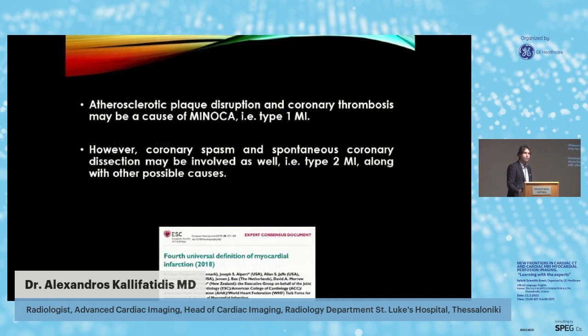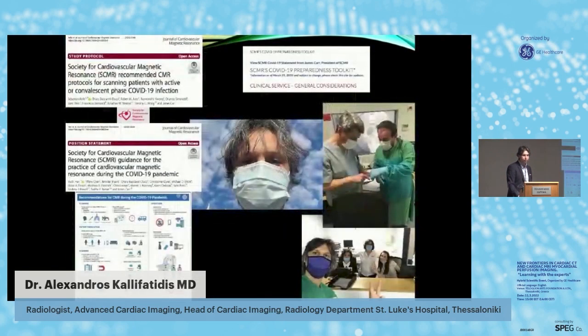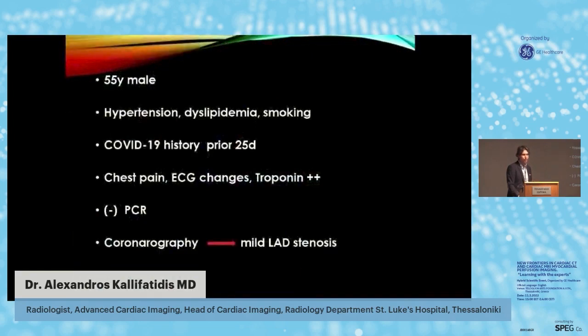Atherosclerotic plaque disruption is the mechanism that could lead to type 1 myocardial infarction. However, coronary spasm and spontaneous coronary dissection could be possible causes. And don't forget that also in the era of COVID-19, we can have patients with acute coronary syndromes. Here, it was a patient, 55 years old, male with risk factors, who had a prior history of COVID-19 infection. He presented with chest pain, ECG changes, and troponin elevation.